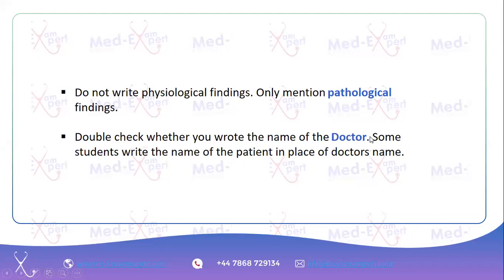Today's session is just a motivating session, so just focus on the things. I have tried not to make a long list of slides. I've just given you a gist and summary of what you need to do and what you don't need to do. In the case notes, you have to filter out the pathological findings. I would suggest you do not write physiological findings, only mention pathological findings. At Med Exam Expert, we offer courses and we take the letters for assessment. When I checked those letters, the most common mistake was that people write on examination, this was normal. You don't have to write the normal findings, only write pathological findings in the exam.